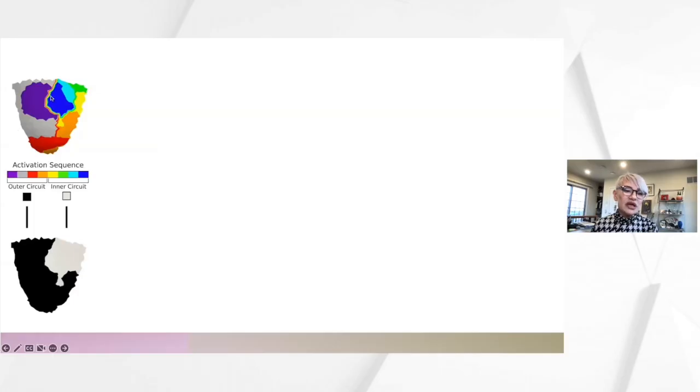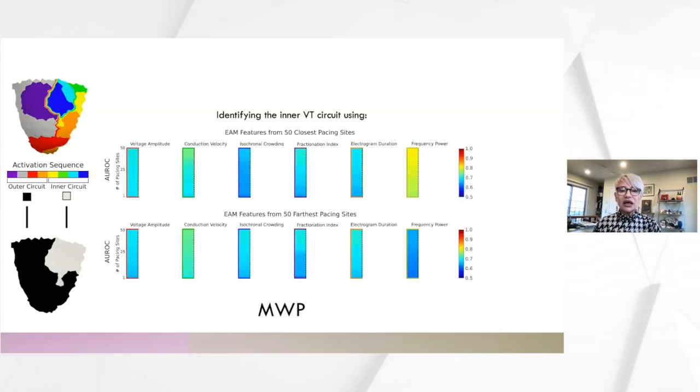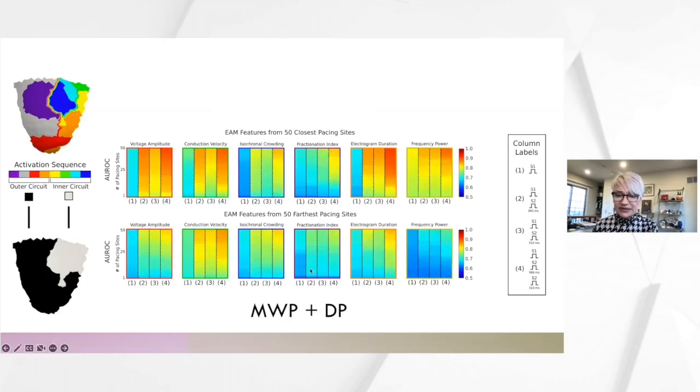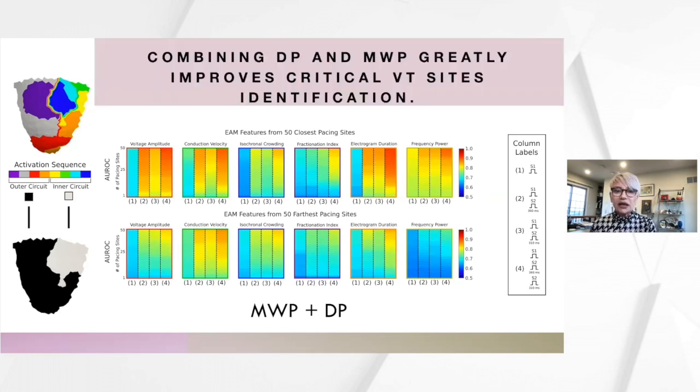So is the detection of the inner VT circuit improved by that as well? Here is how we separated the inner and outer VT circuit, very much by the methodology of Rod-Tung, and we found that multiple wavefront propagation only very marginally improved identification of the critical VT circuit. You can see here the increase of pacing sites. However, when we added the decremental pacing, it really immediately improved. The features became much more predictive of the inner circuit. So combining these two greatly improved the critical VT detection sites.